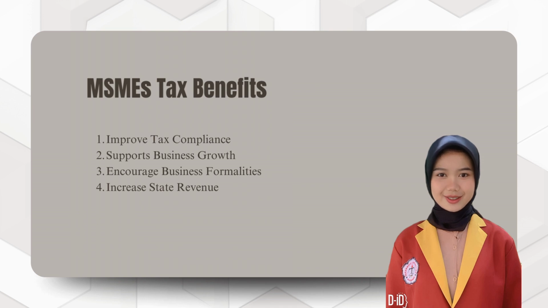3. Encourage business formalities. An easy and transparent tax system encourages business actors to run businesses formally. With formalities, they can more easily access bank loans, government incentives, and collaboration opportunities with large companies. 4. Increase state revenue. MSMEs tax involves the MSMEs sector in the tax system, which, even though the rates are low, makes a significant contribution thanks to the large number of business actors. This supports state revenues for development and welfare programs.